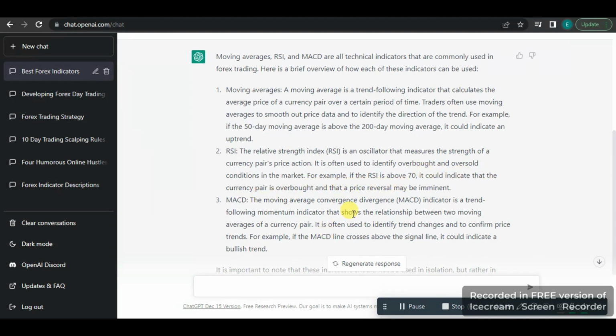So the rules for the RSI now are going to be that once price is above 70, we'll be looking for a sell, which is overbought. Once price is below 30, we'll be looking for a buy, which is oversold. So we've got now our two indicators that we'll be using.